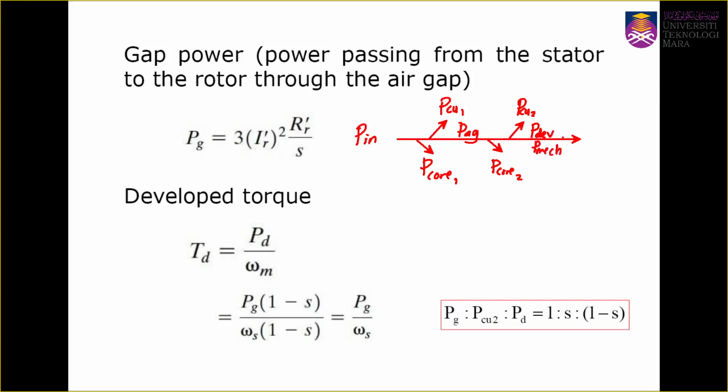Finally, you also have the last loss, which is due to the winding and friction. So you have P rotational, P winding, and P rotational here is due to the rotation of the rotor. That is the loss from winding and also from friction, and finally you have P out, or P shaft. This is the power that reaches the shaft of the rotor side. So therefore the developed torque uses the P air gap, PAG or PG here.